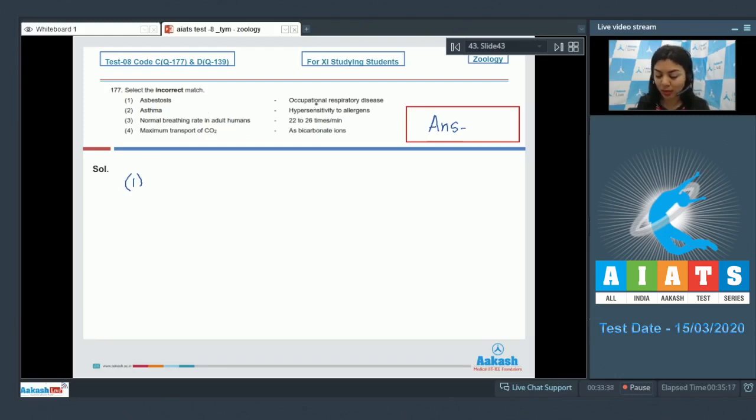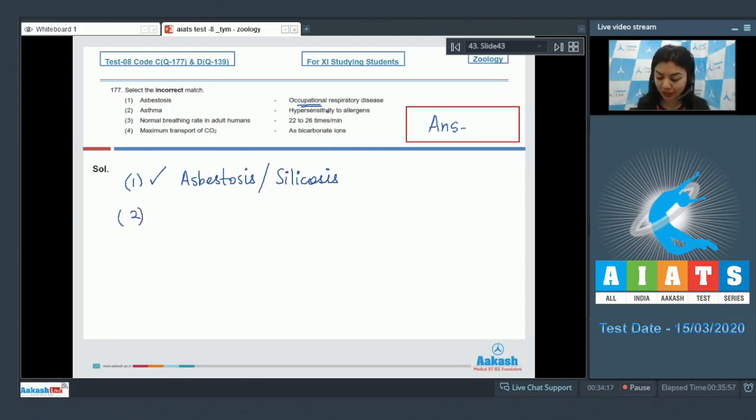Match 1, asbestosis with occupational respiratory disorder. This is a correct match. Diseases like asbestosis or silicosis occurs due to long or chronic exposure to these harmful substances and is related to occupations which involve handling of these substances.